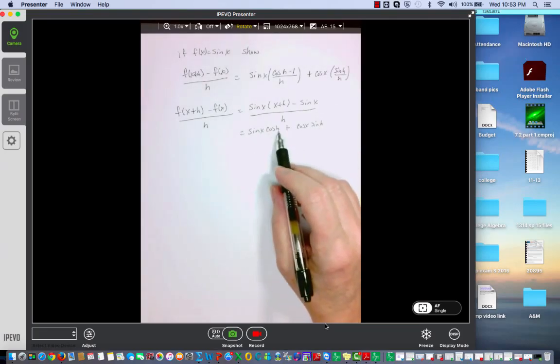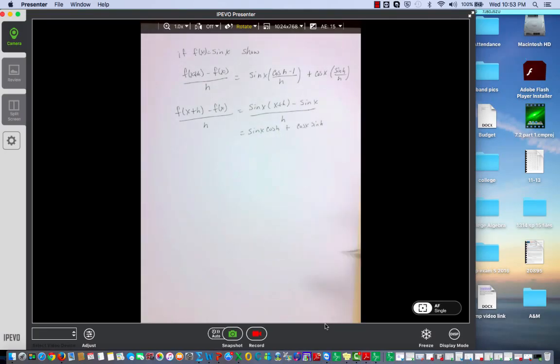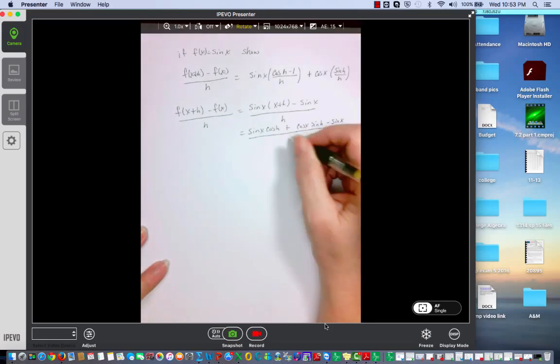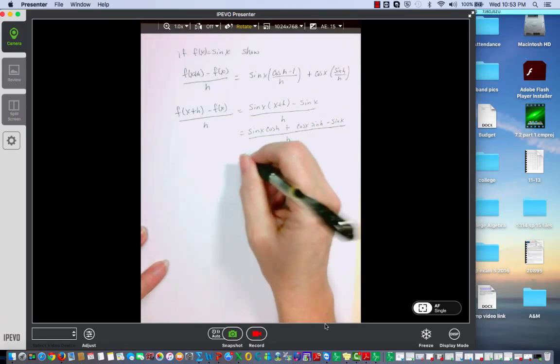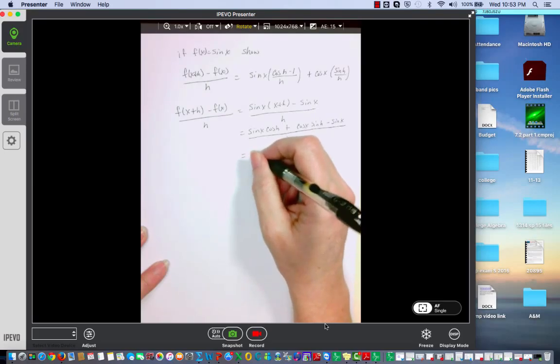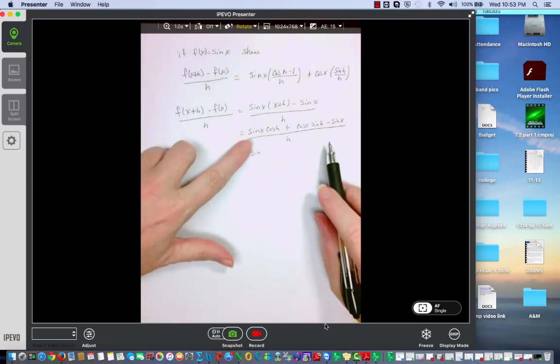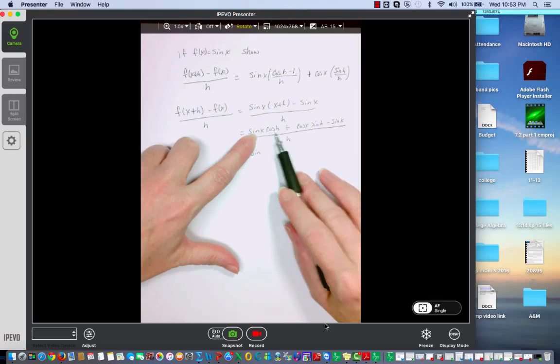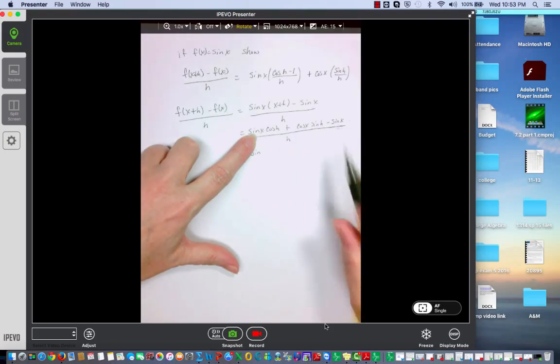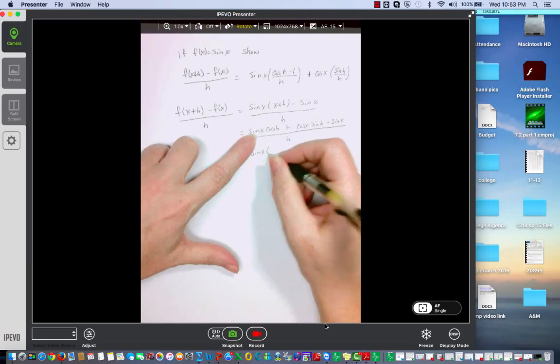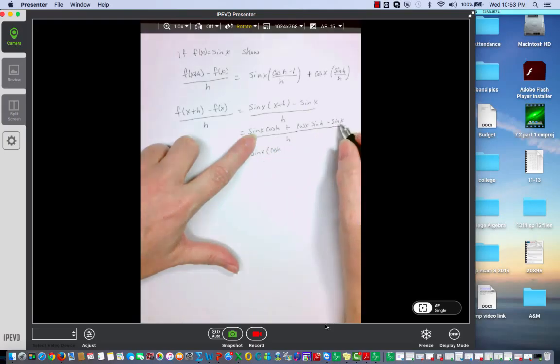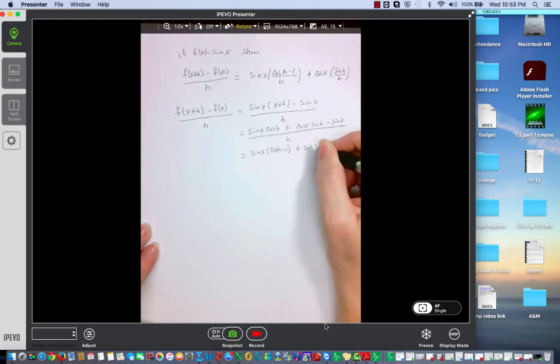So this is our s and our t. We're using sine of s plus t. And then we bring down our minus sine x all over h. Well, this equals, I'm going to factor out. I've got sine x cosine h, and I've got sine x. So sine x times cosine h minus 1 plus our cosine x sine h, all over h.